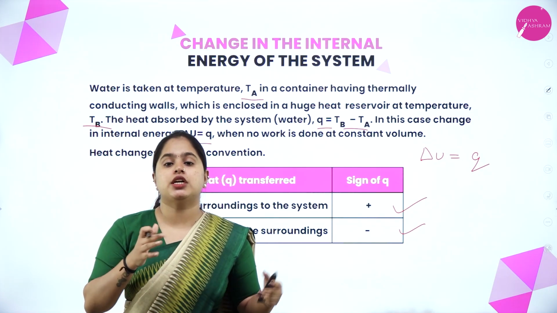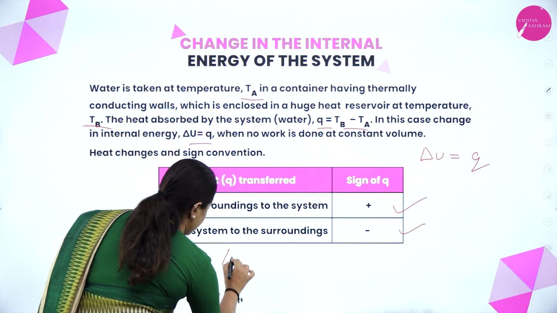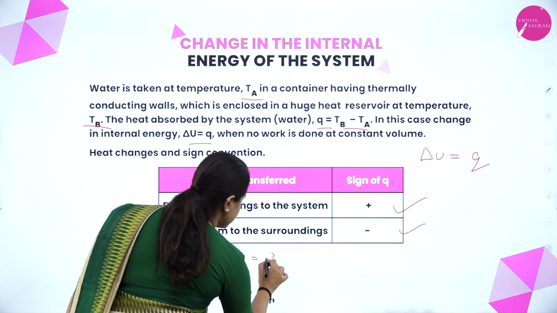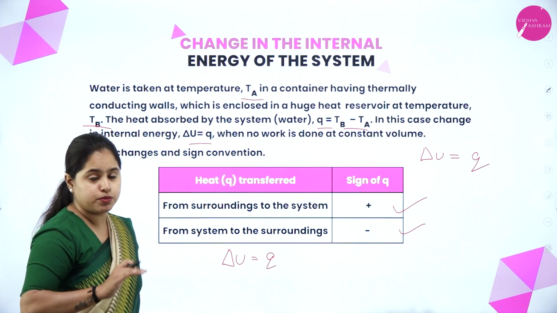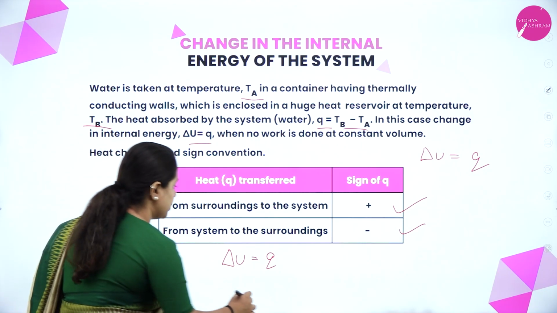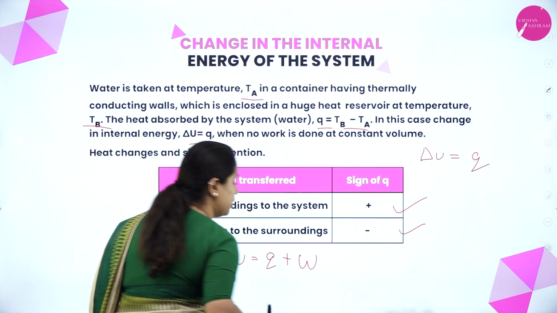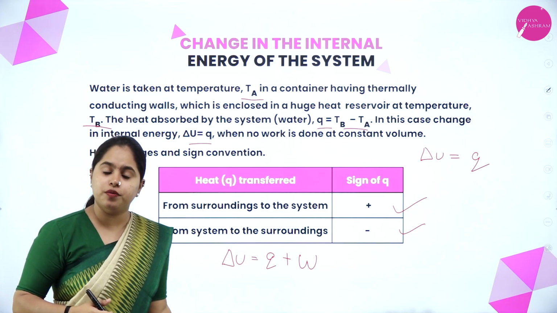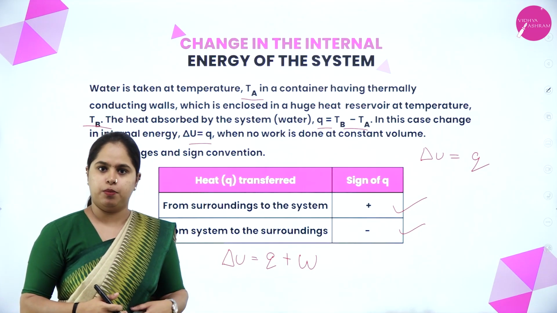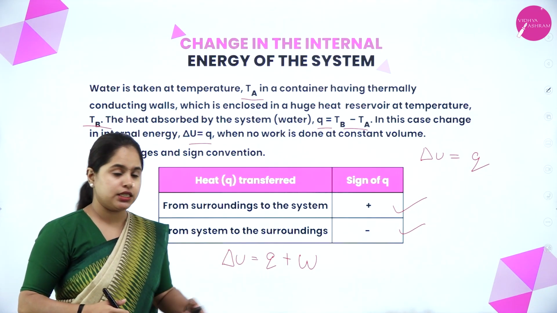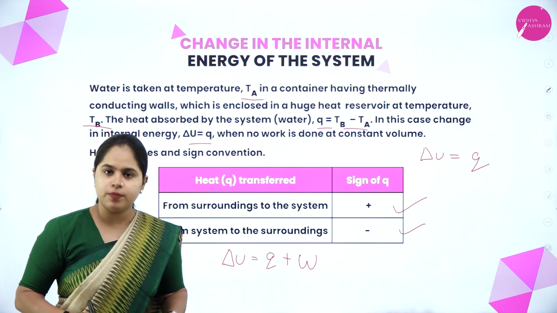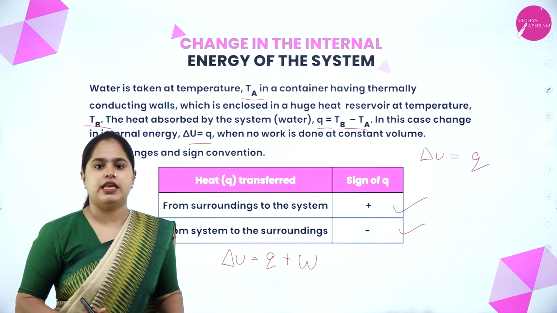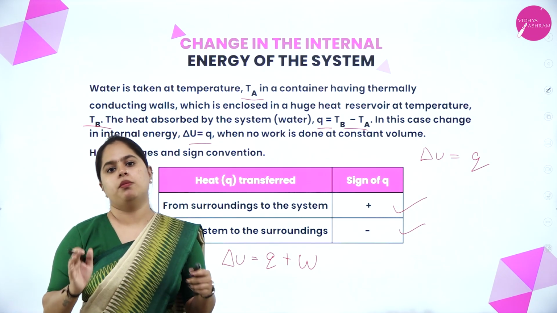So together, in the general case, how can we write it? The change in internal energy will be equal to the heat which is being absorbed or released by the system, and it can be done by work also. So can I altogether write it like this? Delta U will be equal to Q plus W, where Q is the heat and W is the work done. So this is about the internal energy and the change in internal energy either by heat or by work.